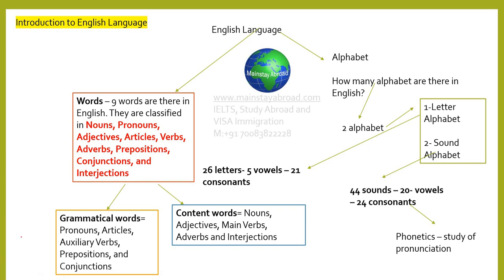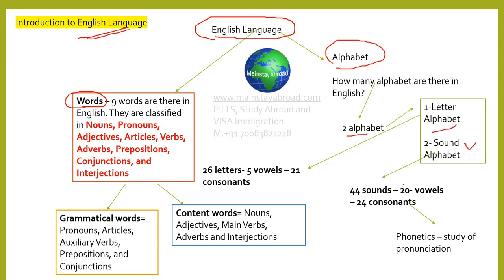Fine. So this is our introduction to grammar. As we understand about the English language, we have the alphabet as one section, and in another section we have words, which I told you about from the beginning. So how many alphabets are there? There are two alphabets: one is the letter alphabet, another is the sound alphabet. In the letter alphabet we have 26 letters, 5 vowels and 21 consonants. Whereas there are 44 sounds in English, which are your phonetic symbols, 20 vowels and 24 consonants. If you study phonetics, you can find it.